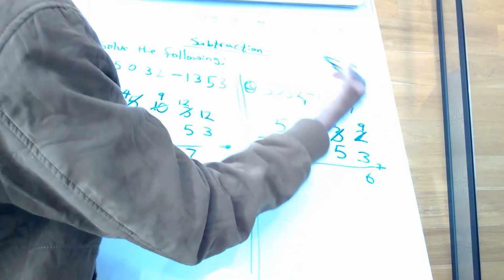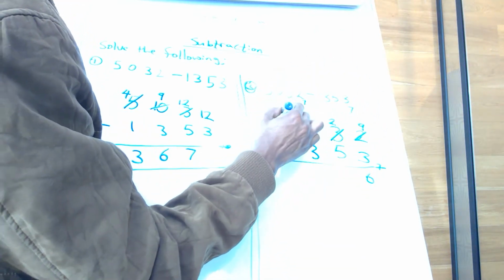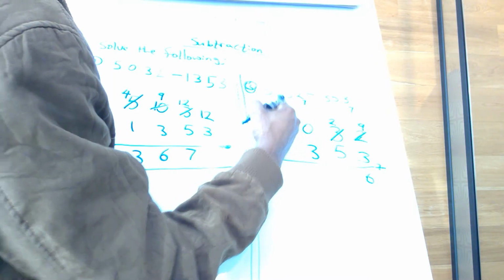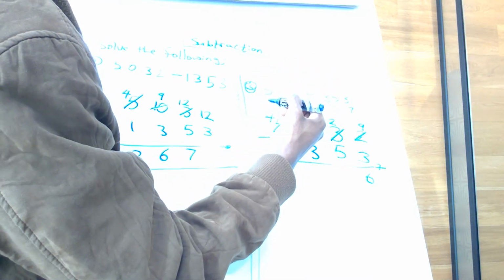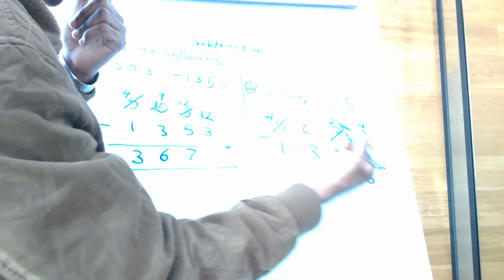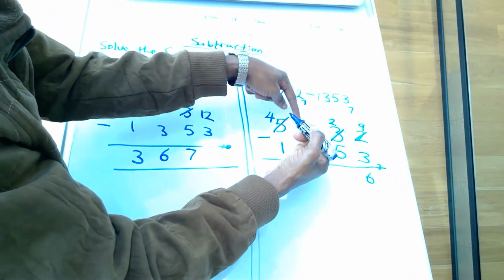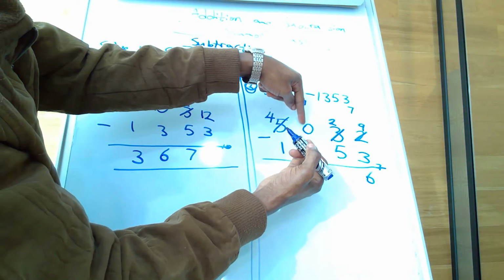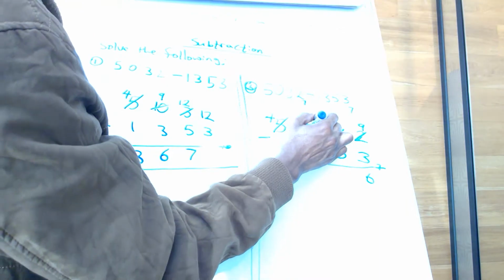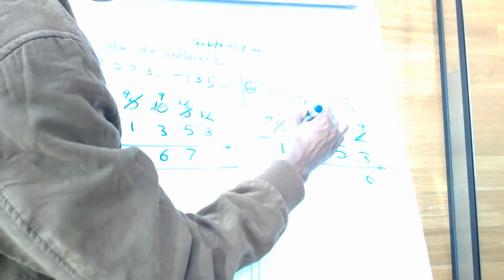It's impossible. We have to go and borrow 1 from here. So when you borrow 1 from here, it is what? 4. You take the 1. You cannot put the 1 here. Remember, if you put the 1 here, that means you are saying 10 plus 0 gives you 10. So it should be what? 7 plus 0. It will give us 7.